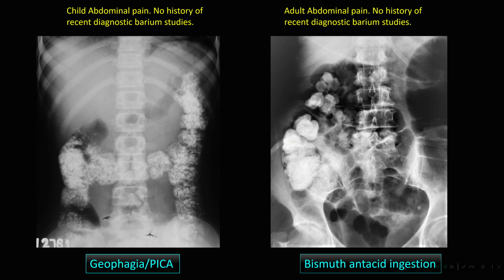So these are two different types of appearance. In both cases there is hyperdense material in the colon, but the cause is different. This is a child with geophagia pica, this is an adult with bismuth antacid ingestion, and in these types of cases definitely rule out a previous history of diagnostic barium studies.